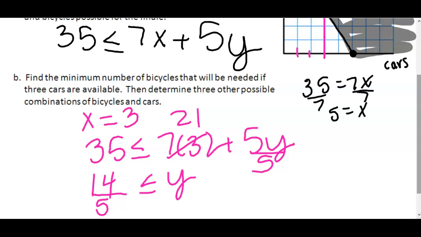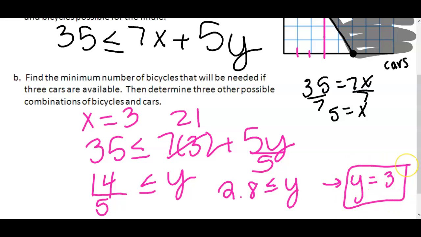You can't have a fraction of a bike, so Y is greater than or equal to 2.8. So the minimum number of bikes is 3, because 3 is greater than or equal to 2.8.